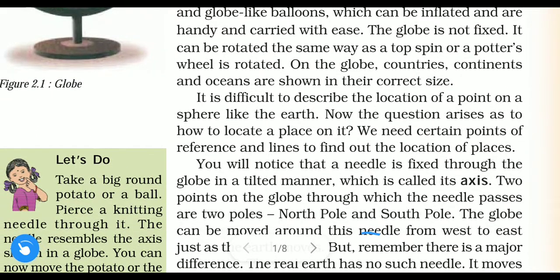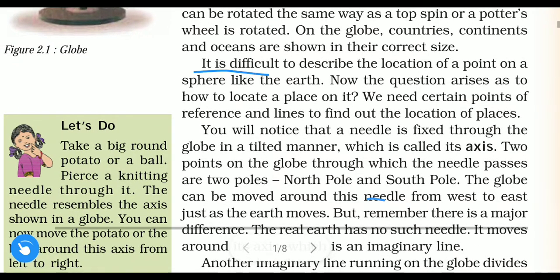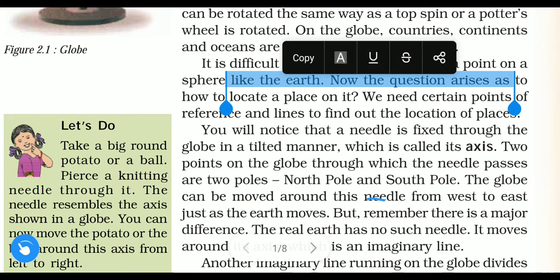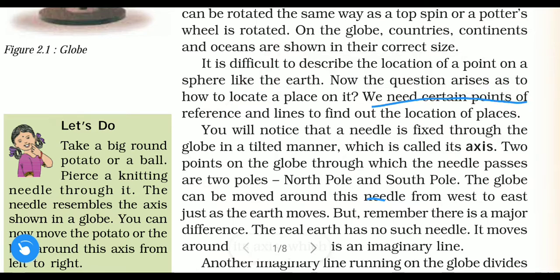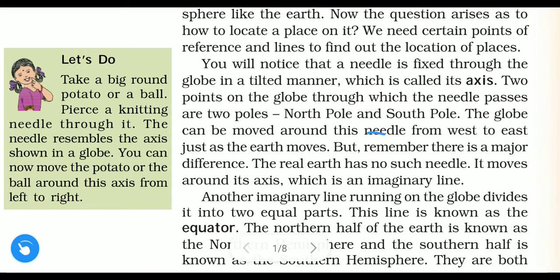Let us discuss further. It is difficult to describe the location of a point on a sphere like the earth. It is very difficult to locate any point or any place on the earth's surface, on the sphere of the earth. So if you want to locate any point or place on the sphere of the earth, we need certain reference points or some reference lines to find out the location of the places. So let us discuss further.